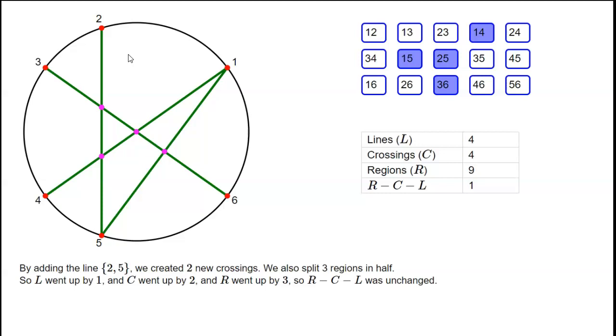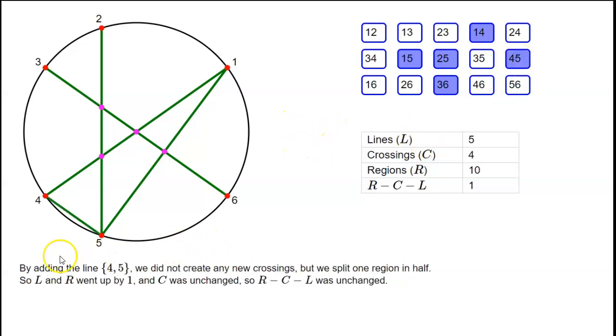So if the number of new crossings is K, then C goes up by K, L goes up by 1, R goes up by K plus 1. It all cancels out. R minus C minus L is going to be unchanged. And that works for every line, right?